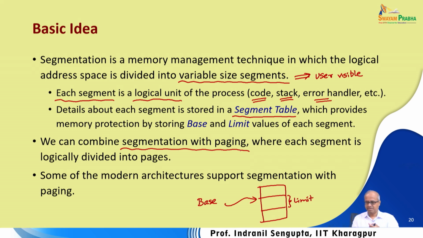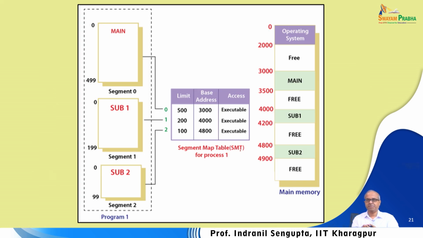Okay. So, pictorially let us try to explain how this segmentation works. Let us assume on the left we have a process, a program 1. The logical address space, this is user visible. You can treat it as 3 different segments. First segment can be a main program, a main function. Second segment can be a subroutine 1. Third segment can be a subroutine 2.